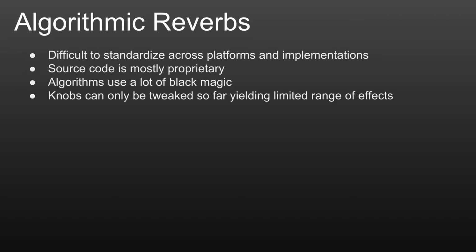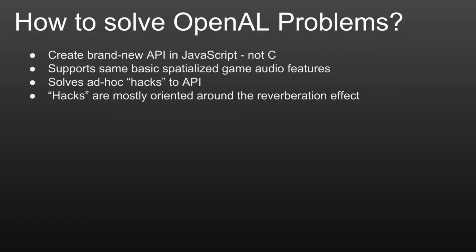Both of the types of reverb are algorithmic, and the source code is proprietary. The algorithms are black magic, so there's just no way to get these different implementations to sound the same. It's not a very good basis for a standard of any kind, and yet that was the state of affairs for OpenAL. So I didn't like that. So how can you solve that? I decided, well, OpenAL is probably not the way to go, but we want something similar to it, like OpenAL, but a new API.